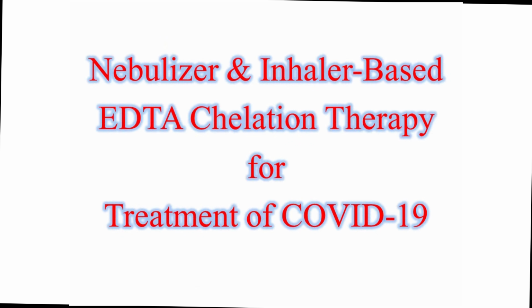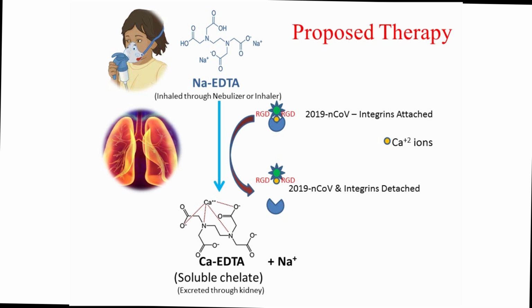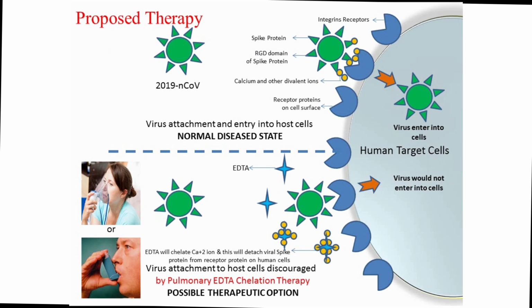I propose nebulizer and inhaler-based EDTA chelation therapy for the treatment of COVID-19. Wherein EDTA will be allowed to pass into the lungs using a nebulizer or inhaler. And EDTA will chelate these divalent ions in the lung cells, making them unavailable for RGD-mediated virus attachment with the host cells. I believe, in the absence of divalent ions such as calcium and magnesium, spike proteins of the virus would not be able to attach to the lung cells.